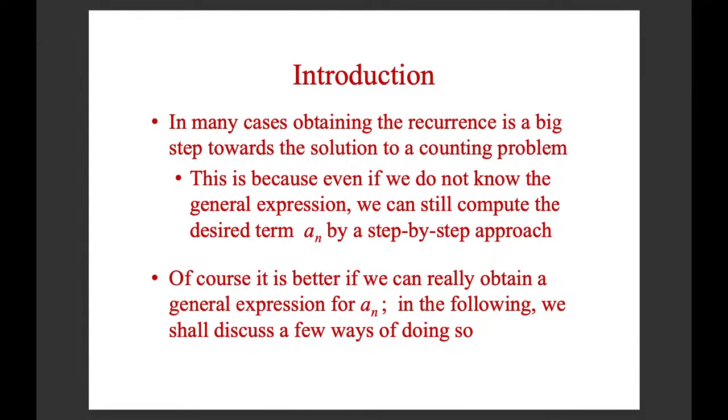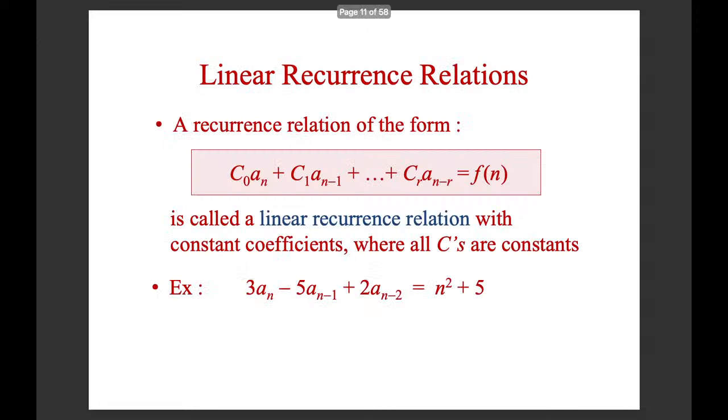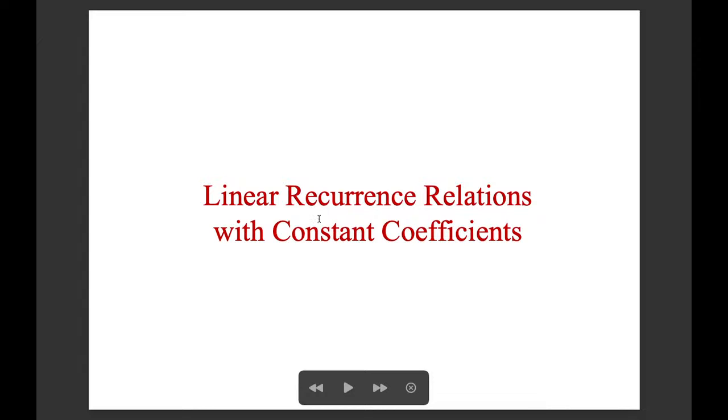As mentioned, getting a recurrence is the big step towards solving a counting problem, because by using the recurrence relation, we can calculate the desired count step by step. We must be able to finish the counting in a finite number of steps. But it is even better if we can get a closed form relationship. The study here is of some special forms of recurrence relations that we can solve easily in a standard way. There are mechanical ways, so we don't need to use our brain a lot. There is no observation needed.